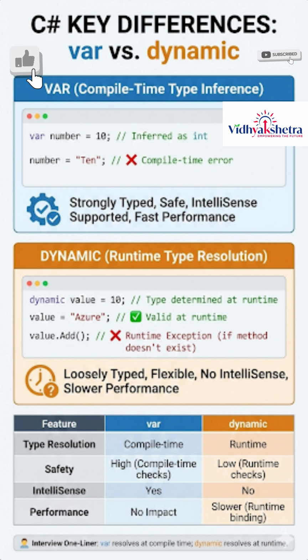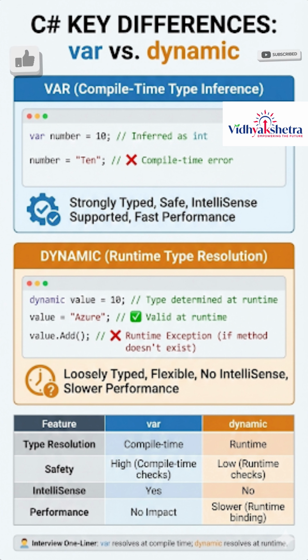To summarize this slide, var is compile time, strongly typed, safe, and fast. Dynamic is runtime, flexible, risky, and slower. As a best practice, use var by default. Use dynamic only for special cases like JSON, COM objects, or interop.